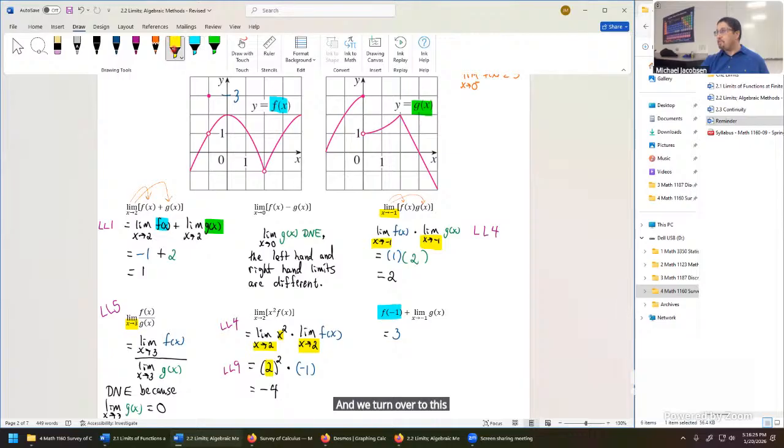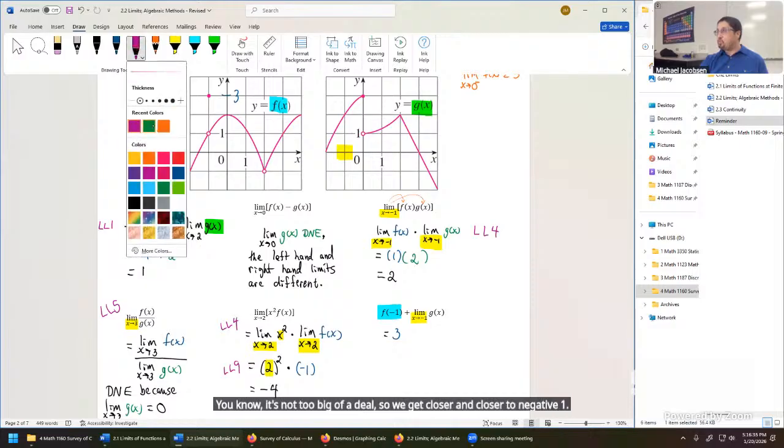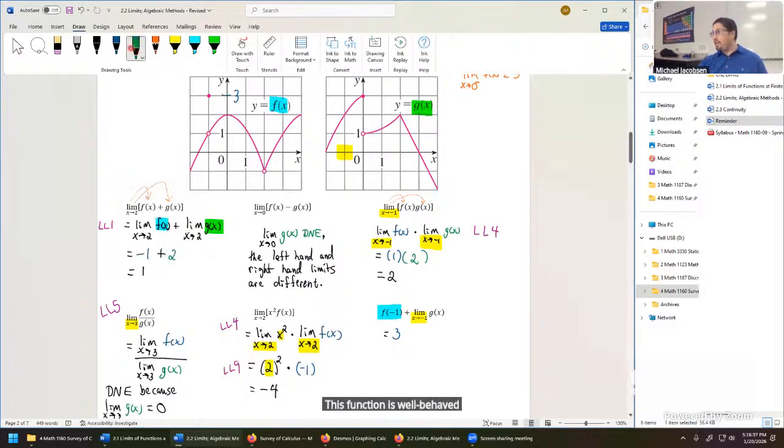We're heading towards -1, but it's in the limiting process. We're around -1. But you know, it's not too big of a deal. As we get closer and closer to -1, this function is well behaved. There's no holes, breaks, sudden jumps. The closer and closer you get to that -1 value, the closer and closer you get to the height of 2 on this graph. Let me remove that hash mark there. So this will just be +2.